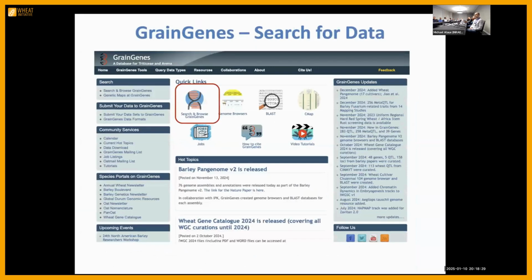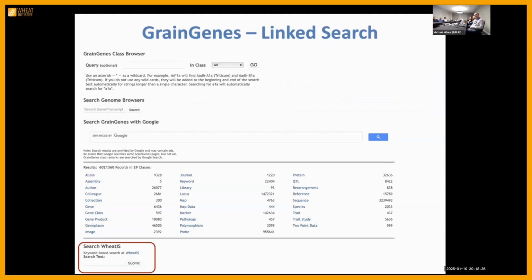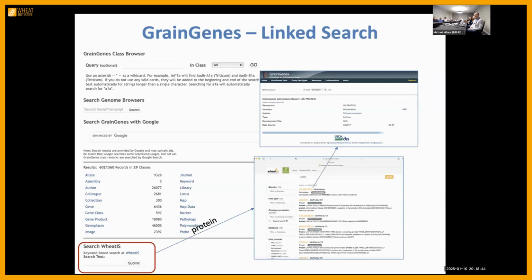So maybe search and browse. We have an area you can click on, and there are different ways of searching. But the important thing for this group is the search WheatIS box. You can put a keyword there, and then you can actually go to WheatIS, and from WheatIS you can come back to GrainGenes that way. Can people hear me online? Okay, so if there's a problem, they will let us know.